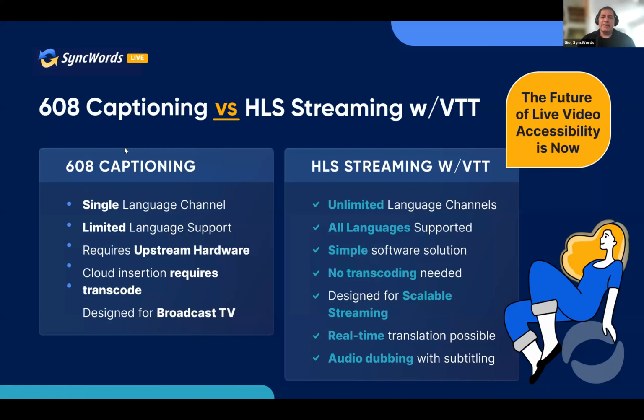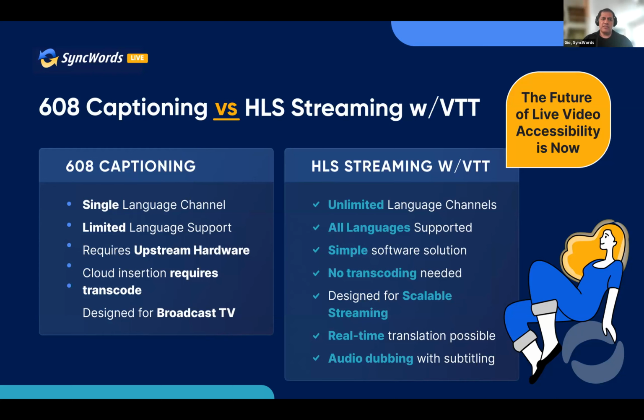Here's something that is really close to my heart, because for 20 years, I've been working with 608 captioning. And it's always been limiting because it's really been designed as an old technology to address North American broadcast television requirements for captioning. And this slide is basically talking about what's the difference between 608 captioning and HLS streaming with VTT, which is what we're sharing right now on the link. What's the difference?